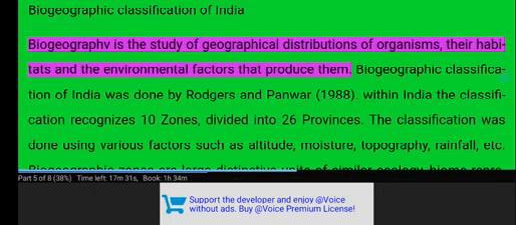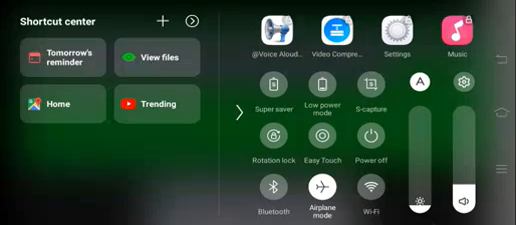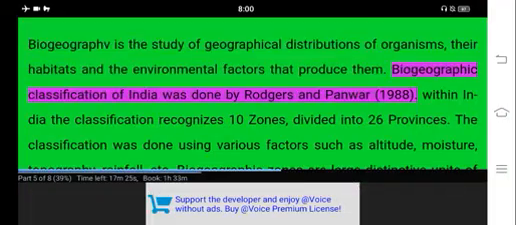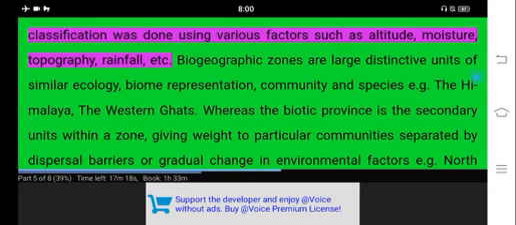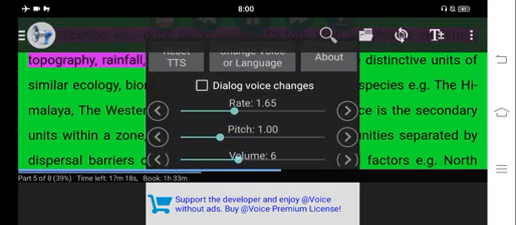Biogeography is the study of geographical distributions of organisms, their habitats and the environmental factors that produce them. Biogeographic classification of India was done by Rogers and Panwar, 1988. Within India the classification recognizes 10 zones, divided into 26 provinces. The classification was done using various factors such as altitude, moisture, topography, rainfall, etc.